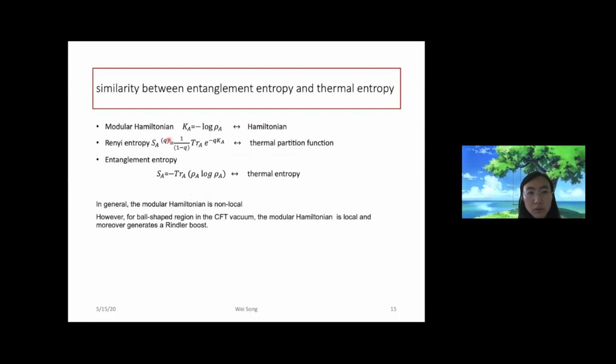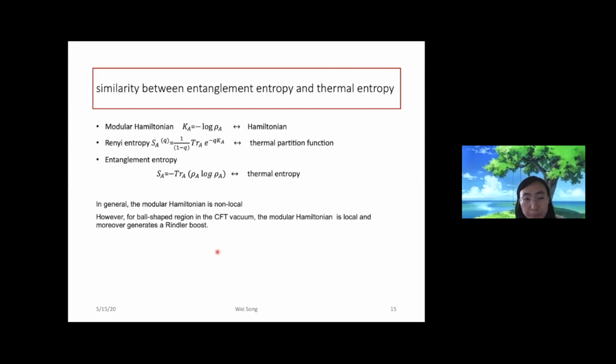This is because there is a striking similarity between entanglement entropy and thermal entropy. The modular Hamiltonian, defined as the minus log of the density matrix, is very similar to a Hamiltonian. And Rényi entropy plays the role of the thermal partition function, while entanglement entropy is like the thermal entropy at a particular temperature. But in general, this is just a similarity. The modular Hamiltonian is not really a Hamiltonian, and it's not geometrical, but in some special cases, we know it indeed becomes geometrical, and one can write down a local modular Hamiltonian.